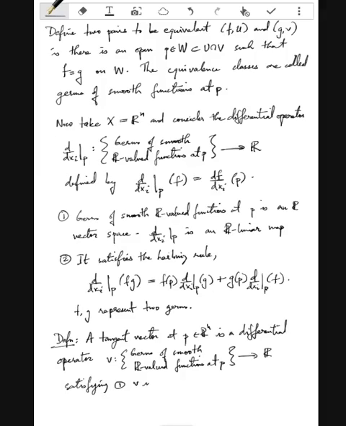one, V is R linear, and two, V of fg is equal to f of P times V of g plus g of P times V of f. So the second is it satisfies Leibniz rule. Thus, the d by dxi at P are examples of tangent vectors.